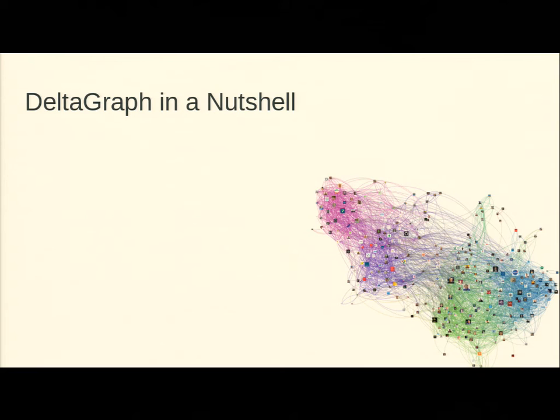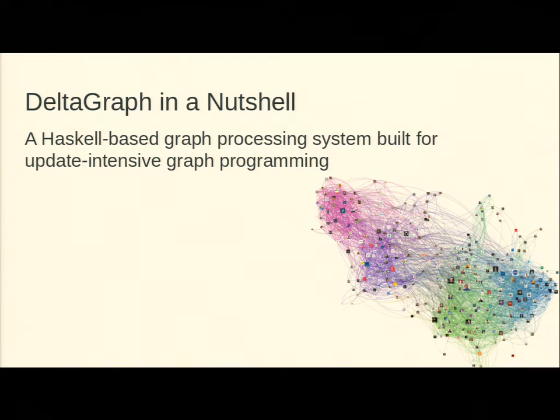So we're presenting Delta Graph, which is a Haskell-based graph processing system for update-intensive graph programming. And we focus on an update-intensive setting, particularly because updates are difficult, right?